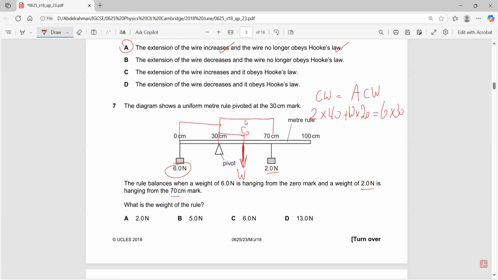6 times 30 is 180. Weight times 20, and this is 80. Subtract 80, so W times 20 should be equal to 100. Therefore, W would be equal to 5 newtons. The weight is 5 newtons for this question.